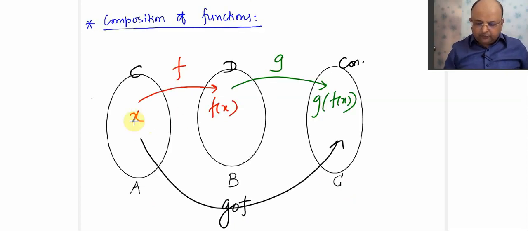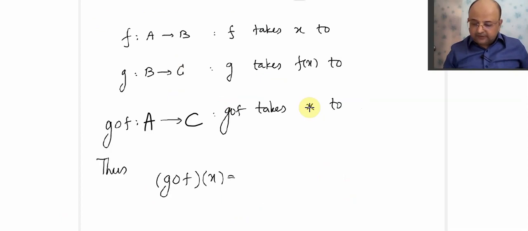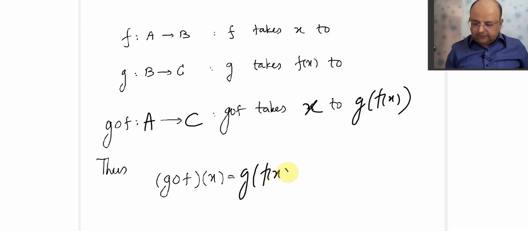What does your GOF do? GOF takes x to g of f of x. Repeat: GOF takes x to g of f of x. So GOF of x equals g of f of x.